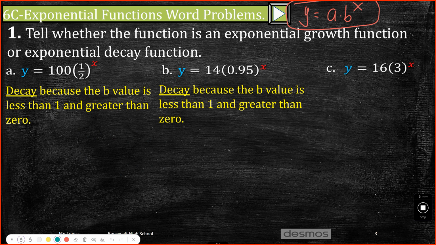All right? Daniel, is C going to be growth or is it going to be decay? Growth. Growth is correct, everybody. Why is it growth? It's greater than 1. It's actually tripling. So it's growth.